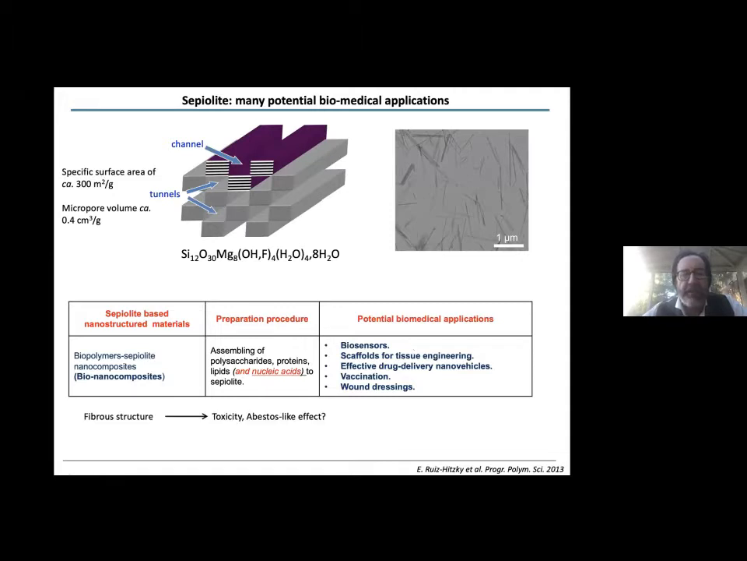But because of this fibrous structure, this raised concern about the potential toxicity or asbestos-like effect. And if you want to use it in biochemical application, we need to investigate a bit on this aspect. But for the moment, I classified sepiolite as non-toxic and non-carcinogenic.